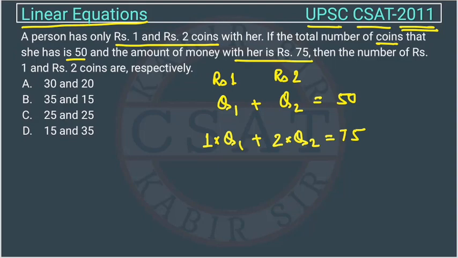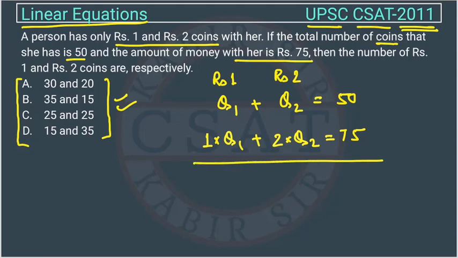Otherwise, a second method could be that we can also check through the options, but here I am solving the equations. So we will subtract this equation, then q1 will get cancelled. So this will become minus q2 is equal to minus 25. So q2 will be 25.